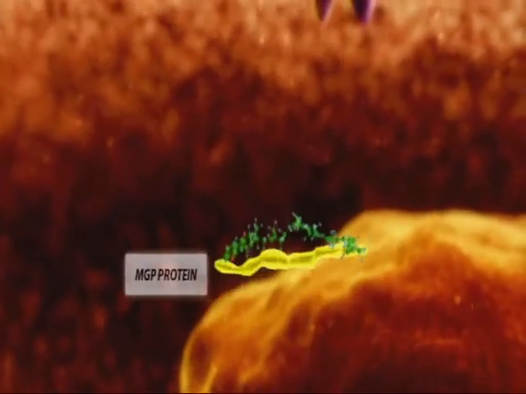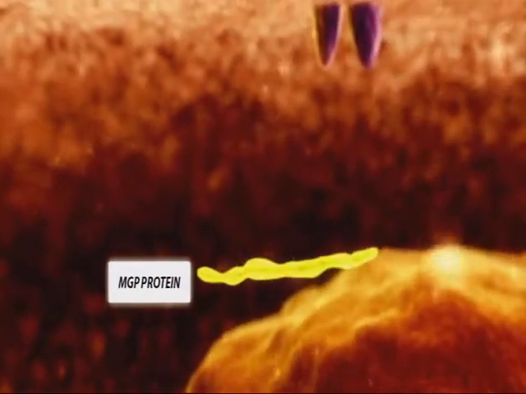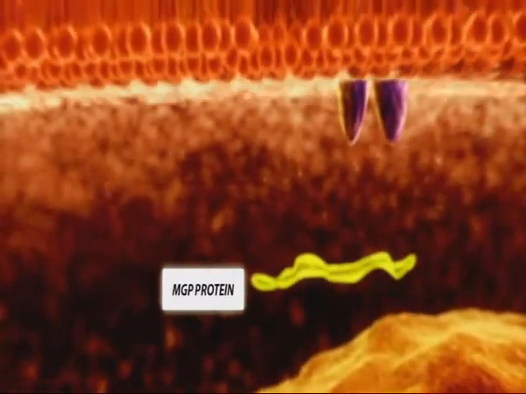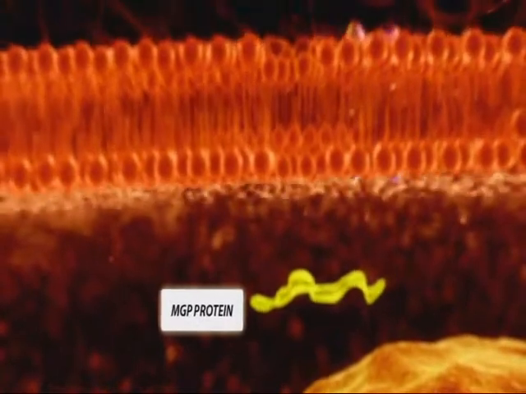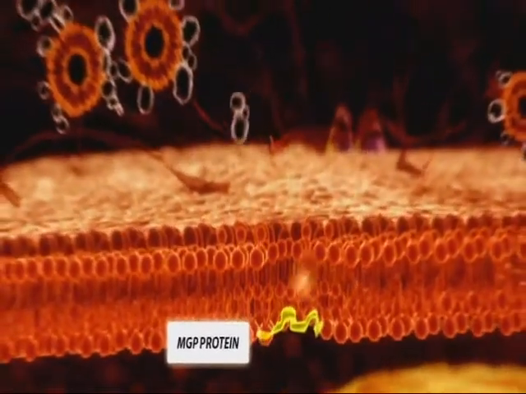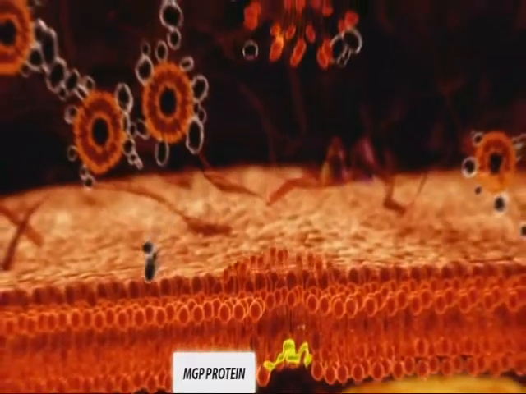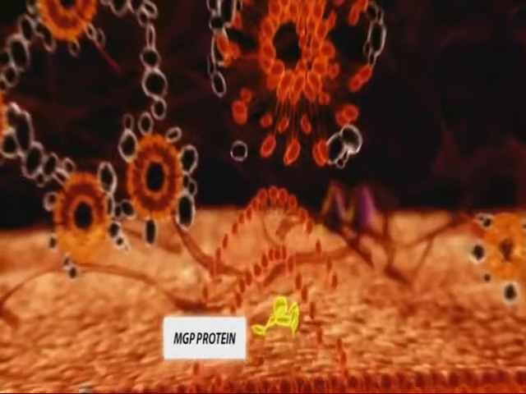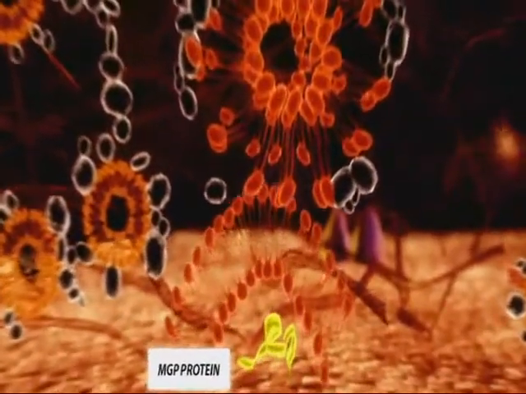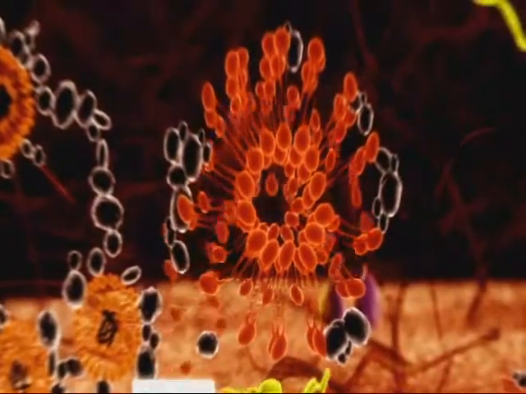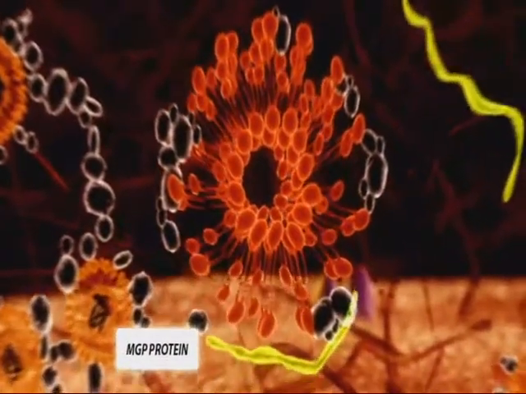When calcifications are present, MGP is present in the inactive mode, unable to prevent crystal growth. Supplementation with natural MK-7 will reach the vessel wall and the vascular smooth muscle cells. In these cells, the newly formed MGP is activated. The MGP, activated by MK-7, will be secreted by the vascular smooth muscle cells and released into the extracellular matrix.